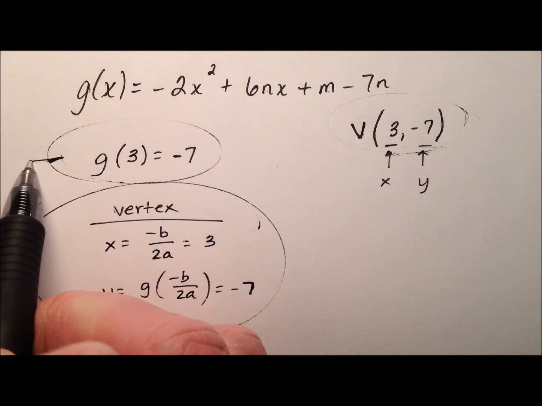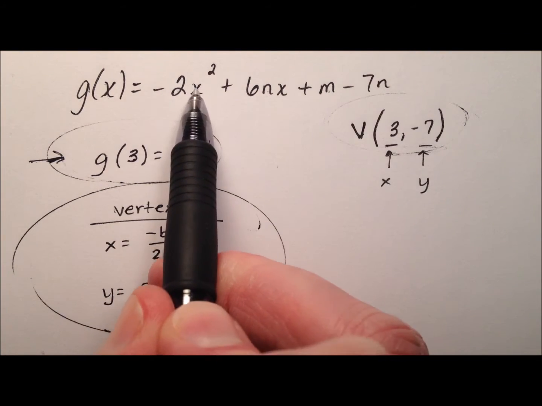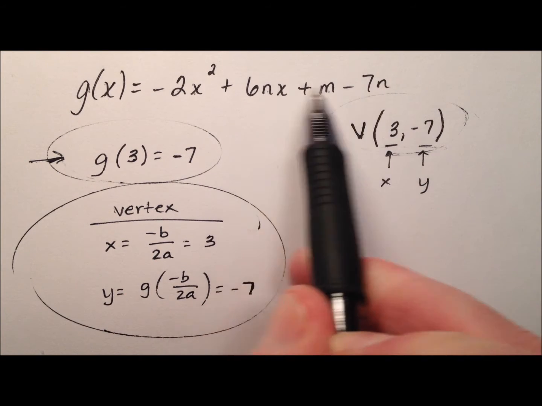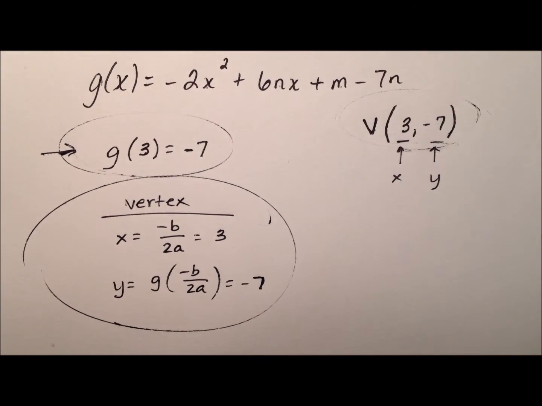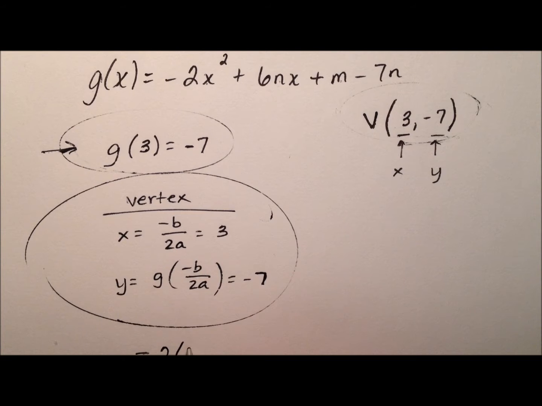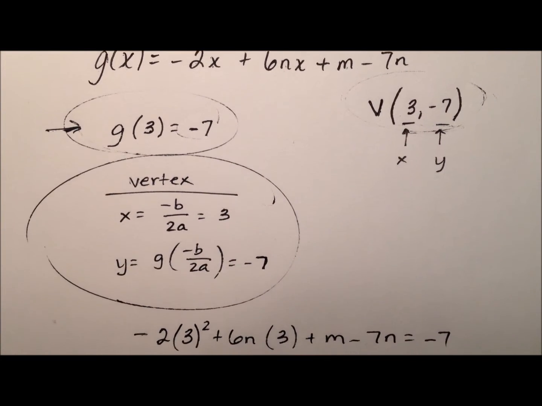We're going to use them together in order to come up with a nice solution. And so let's start by using this first one. I'm going to plug 3 into the function, and so I'm going to plug 3 in for x here and x here, which means I'm going to have an m and an n hanging around, but I know that expression that I'm going to get is going to be equal to -7. So let's go ahead and take a look at that. So I have my -2 right here, and I'm going to plug in 3, so -2 times 3 squared plus 6n times 3, and we have plus m minus 7n, and that equals that y value here of -7.